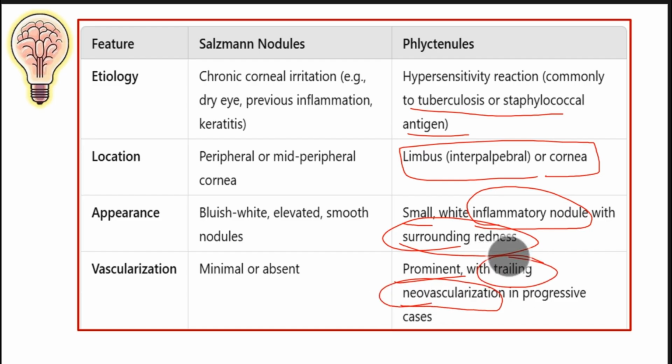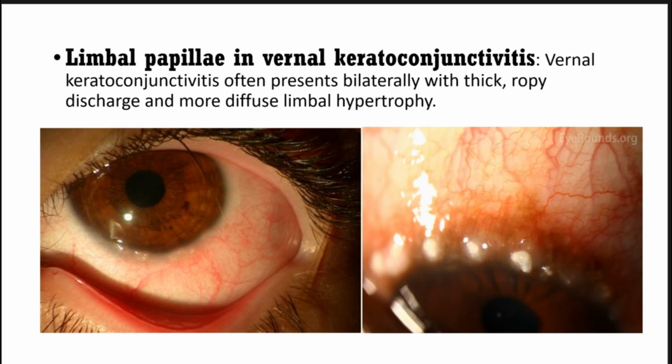So what I mean by trailing is, if you have this is cornea and this is the phlyctenule, here this is the advancing edge. So on the trailing end, you are going to find vascularization. Okay, so that was the first differential. Another thing which can resemble phlyctenular keratoconjunctivitis is the presence of limbal papillae in VKC or vernal keratoconjunctivitis. However, it's pretty easy to differentiate.